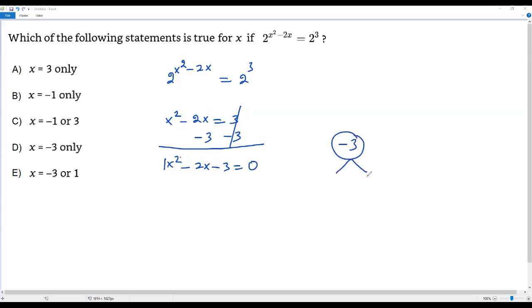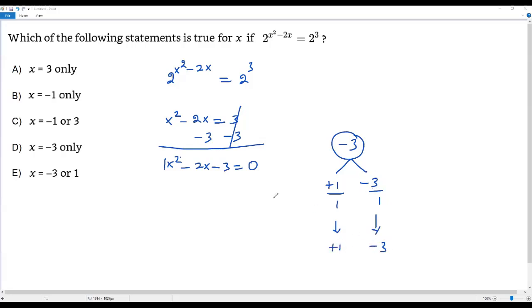Now I have to get two factors for this negative 3, so that the product of the two factors equals negative 3, and when I add them, the sum must equal the coefficient of x, that is negative 2. I think positive 1 and negative 3 will work. When I multiply positive 1 and negative 3, I'm getting negative 3. When I add positive 1 and negative 3, I'm getting negative 2, which is the coefficient of x. Once we get the two factors, I have to divide both factors by the coefficient of x squared, that is 1. When I divide positive 1 by 1, I still get positive 1. And when I divide negative 3 by 1, I still get negative 3.